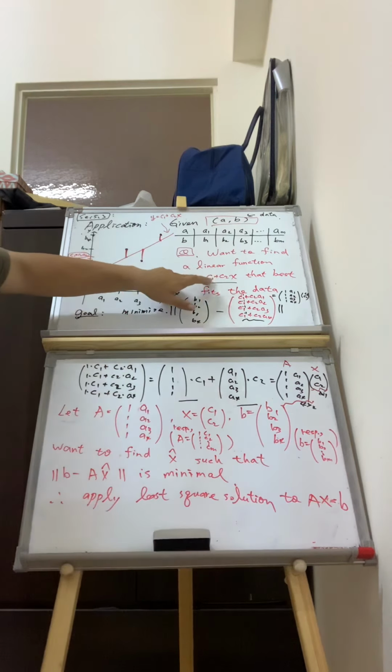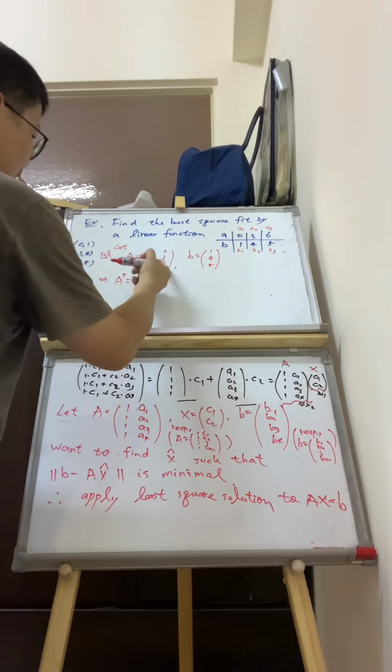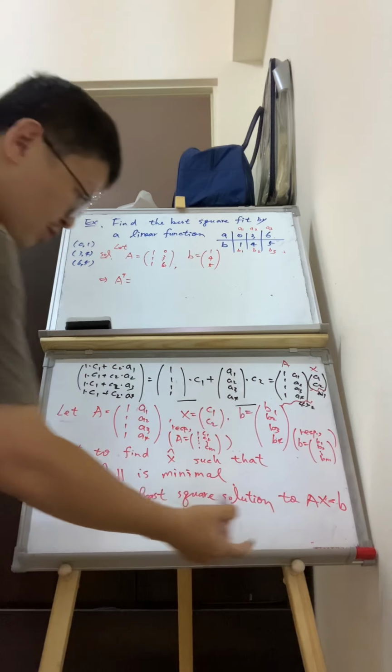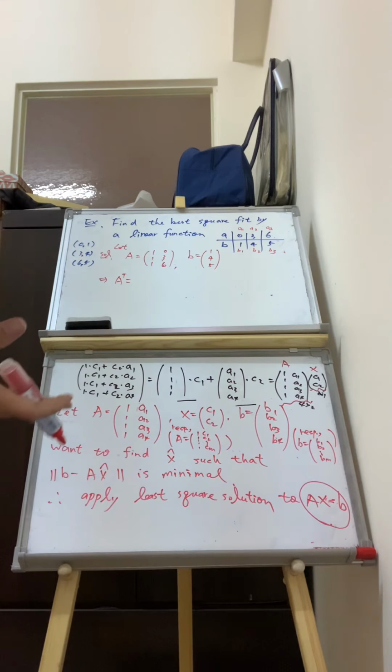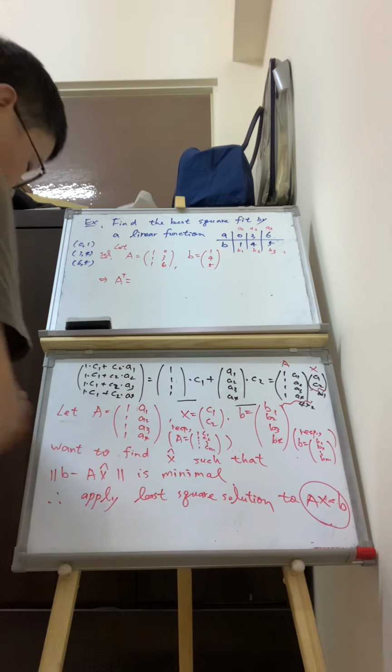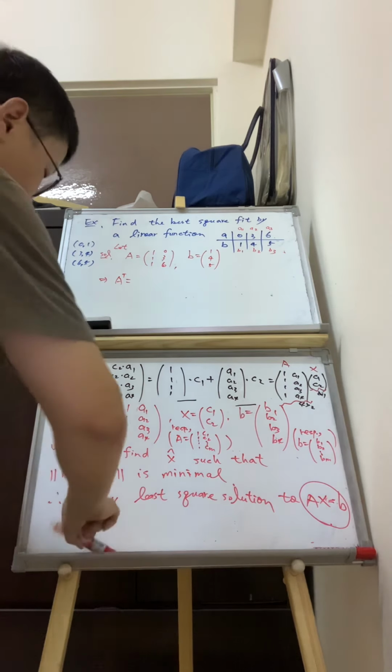So we let A be this matrix, and let vector b be this one. You could see that A transpose is 2 by 3. Now we want to solve this linear system, so we could apply the least square solution to it. What does it mean? It means that we should consider A transpose A x hat equals A transpose b. We should solve this equation.